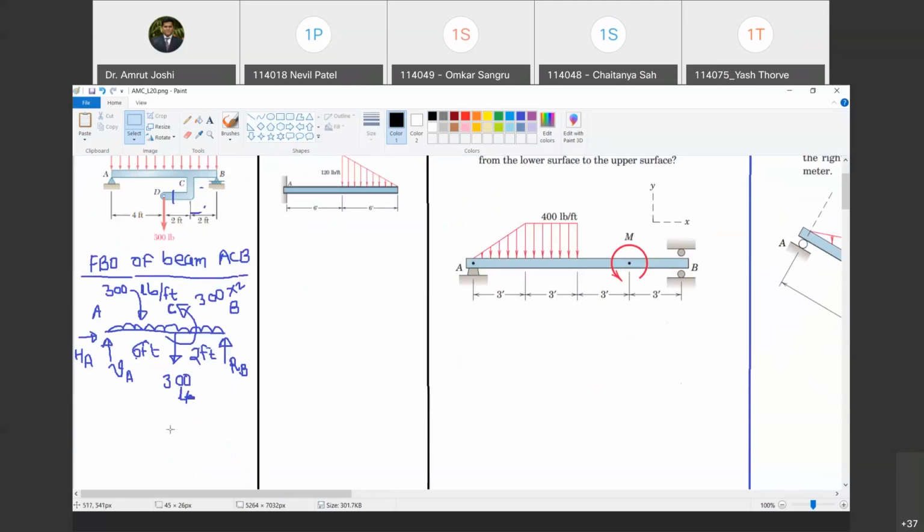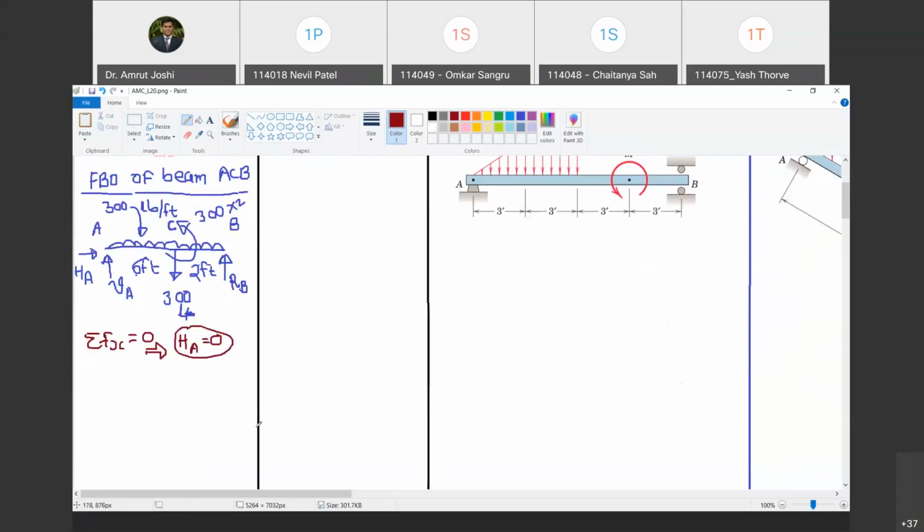So how do we go about next? Means what should we do next? Next is application of equations of equilibrium. Do you agree with me? Yes, sir. So the first equation is summation Fx equal to 0. That is going to give me HA equal to 0. Are you with me? Because summation Fx is 0, there is no other force than HA. That implies HA is equal to 0. Happy?